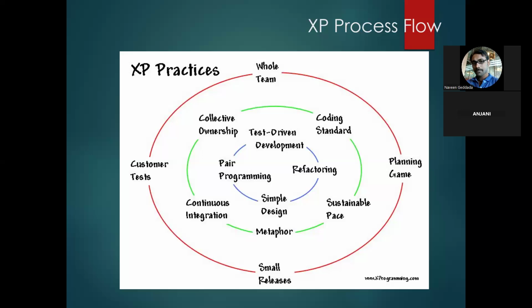Here they will have the planning game, plan for the small releases, and do the customer test. You can see there will be collective ownership, and we will have coding standards designed by the development team or the architect, stating that these are the coding standards to be followed for every user story. And remember these words: pair programming, metaphor, continuous integration, and refactoring. We will see these words.